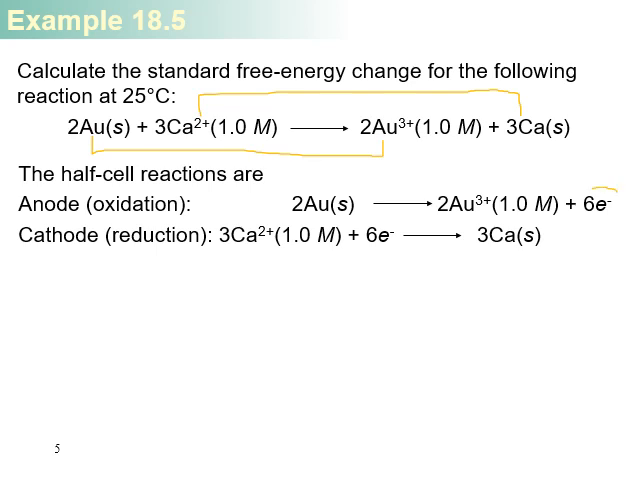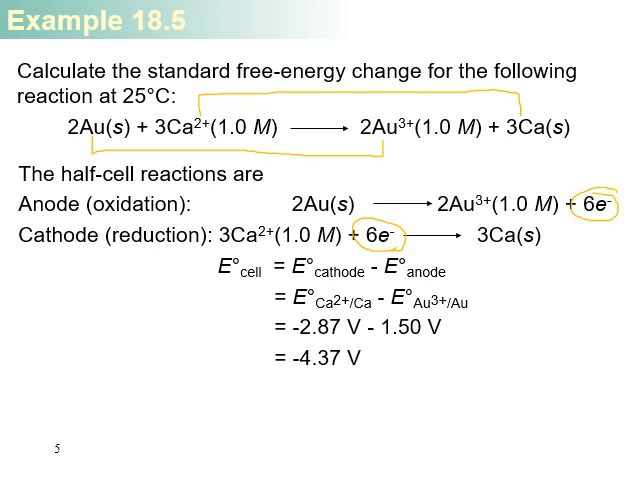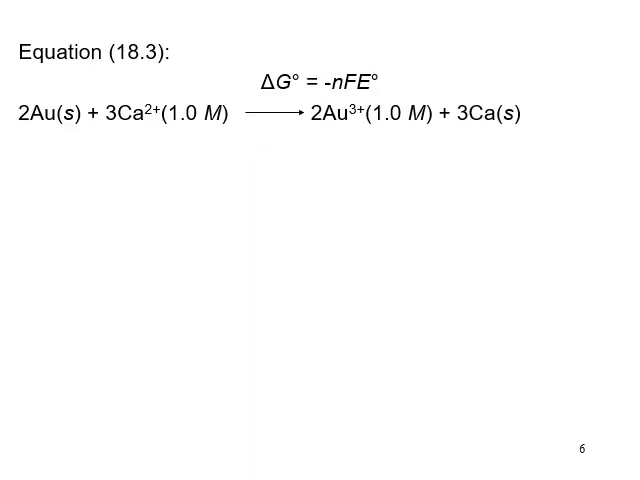So notice these things are balanced, 6 electrons and 6 electrons. That would not have come balanced from table 18.1. Now that we put all our things in here, we know that calcium is acting as the cathode and gold is acting as the anode. And we get a pretty big negative number here, which indicates non-spontaneous.